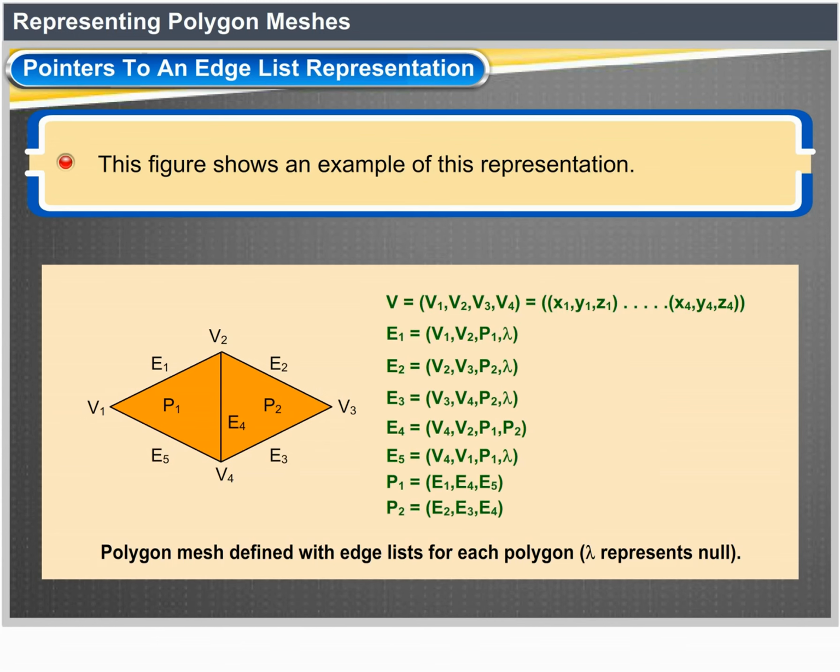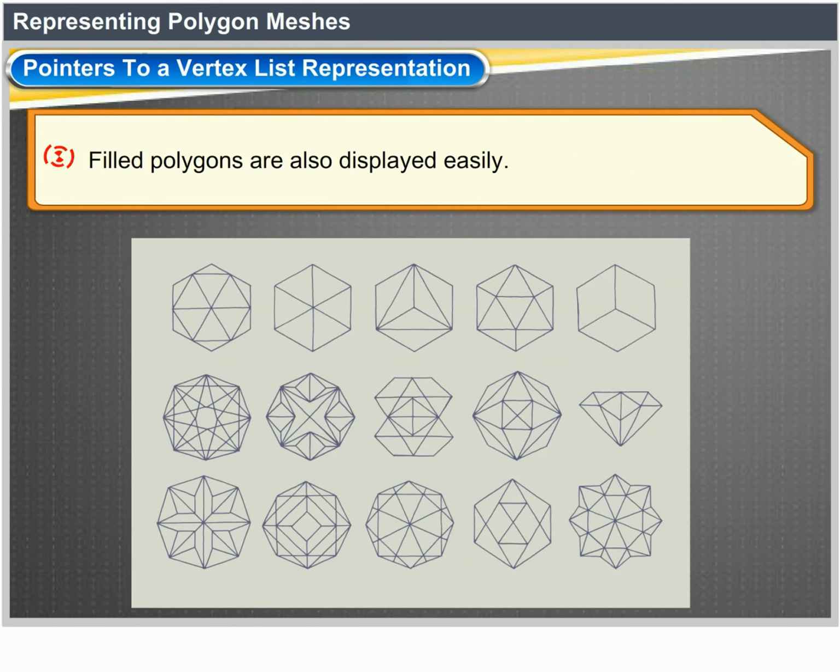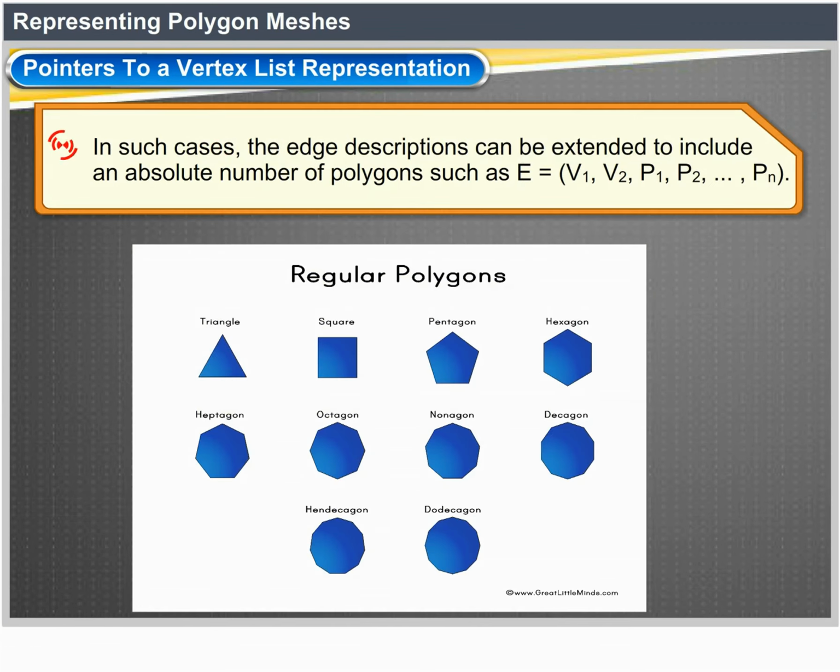Polygon outlines are shown by displaying all edges rather than by displaying all polygons. Thus, redundant clipping, transformation, and scan conversion are avoided. Filled polygons are also displayed easily. In such cases, the edge descriptions can be extended to include an arbitrary number of polygons, E = (V1, V2, P1, P2, ..., Pn).